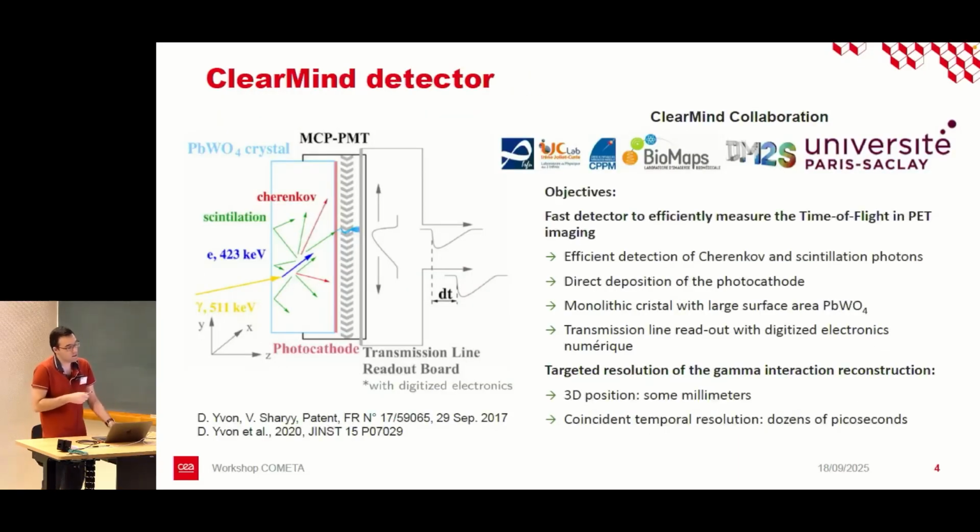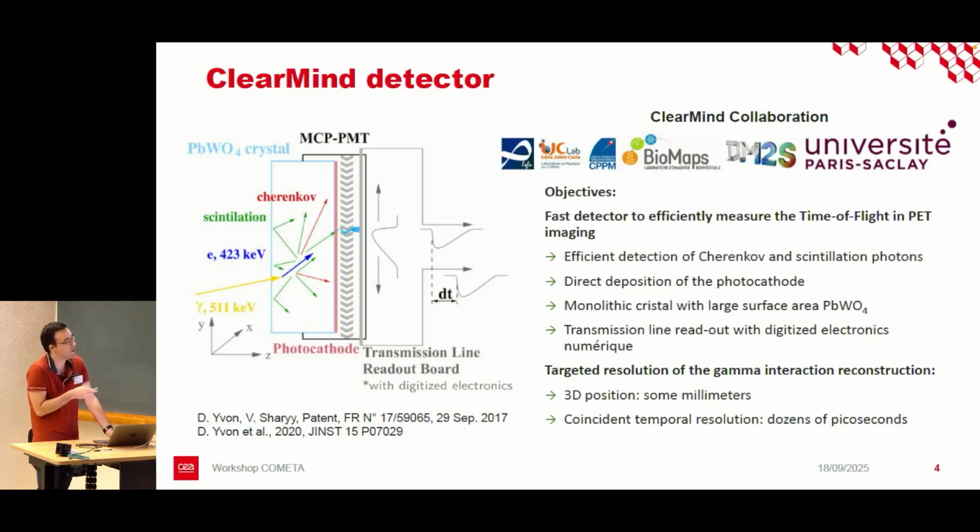So that's why there are several challenges. The first one is the development of an instrument that is able to achieve this kind of temporal resolution. And there was a previous collaboration between several partners to develop a new kind of detector that is able to exploit fast Cherenkov photons inside the detector.